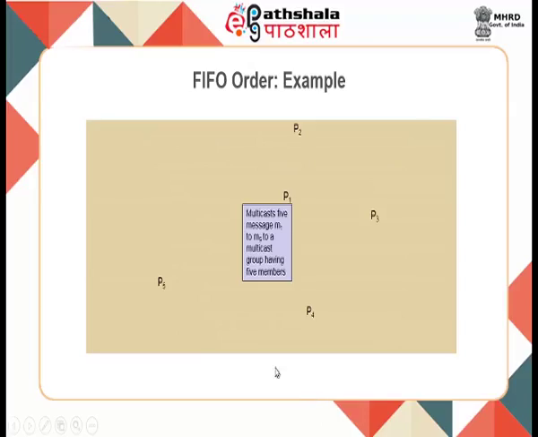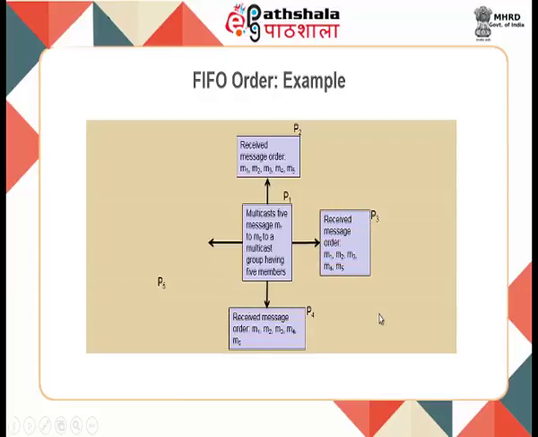So, this is the same example. We have P1, P2, P3, P4, P5, and P1 is sending 5 messages M1 to M5, and if it is sent in the order M1, M2, M3, M4, M5, then FIFO ordering ensures that P2 receives, P3 receives, P4 receives and P5 receives all of them in the sender's order. Only then can we call it a reliable FIFO multicast ordering.